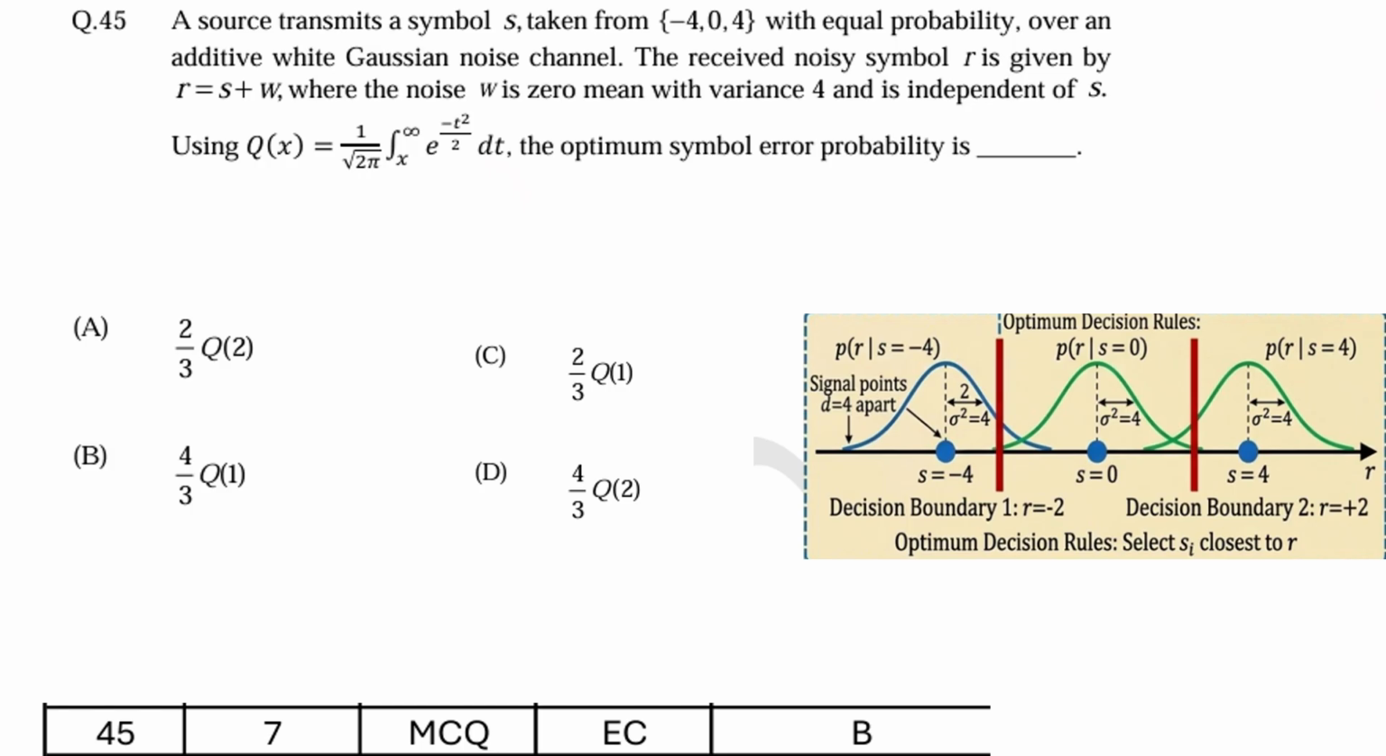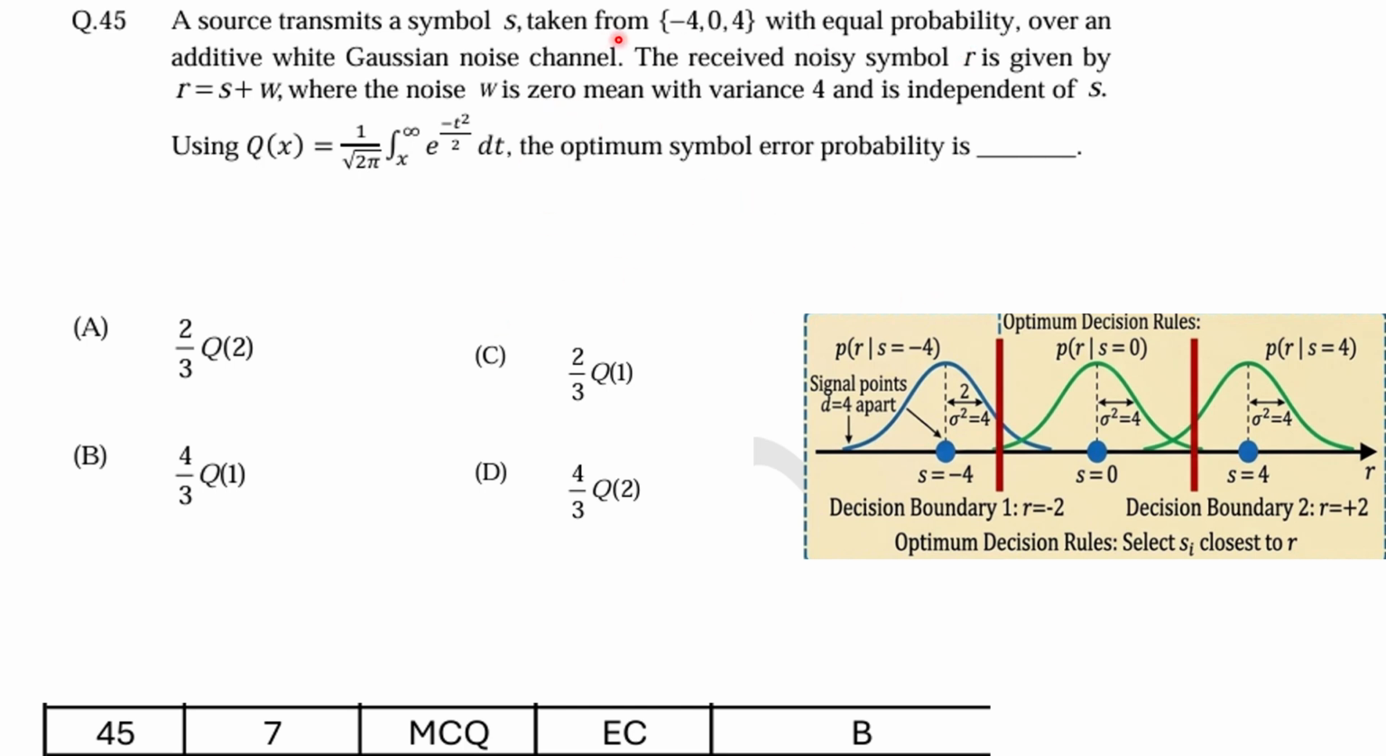Okay, so let's take another question. Here is another question. A source transmits a symbol taken from -4, 0, 4 with equal probability over an additive white Gaussian noise channel. The received noisy symbol R is given by R equal to this one, with the noise W of zero mean and variance 4, independent of S. So using this, what will be the optimum symbol error probability?